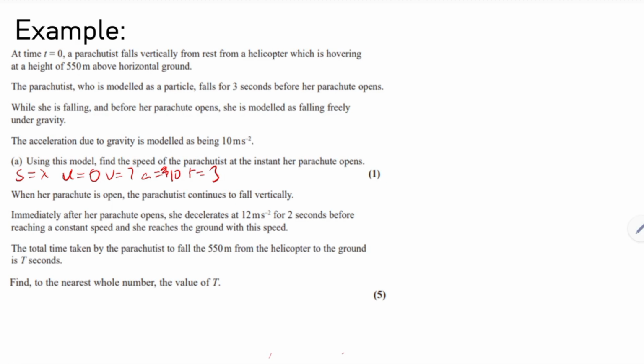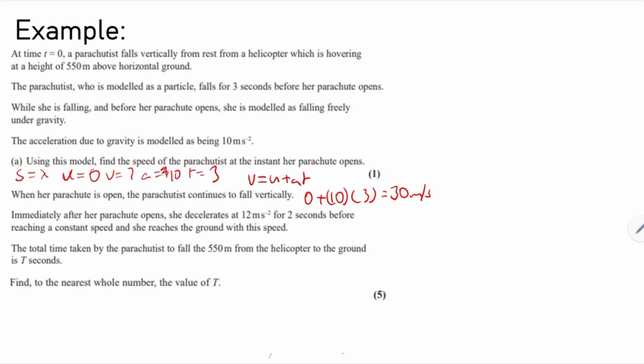So as we're given U, A and T, we can just use V equals U plus AT. So if we do that, we can just sub in the values. V equals 0 plus 10 times 3, and that will be equal to 30 meters per second. And that's part A done.